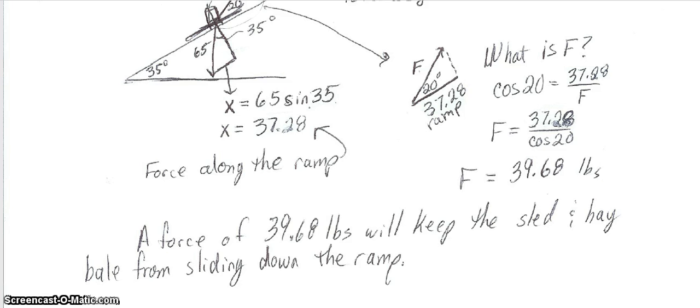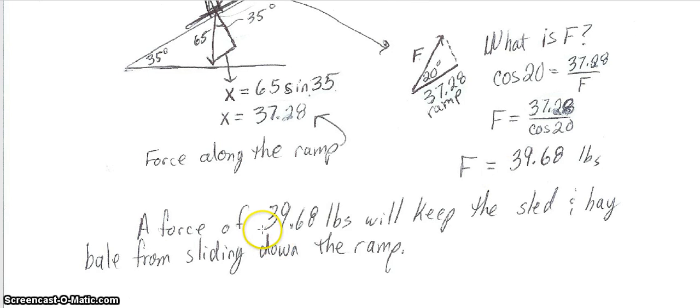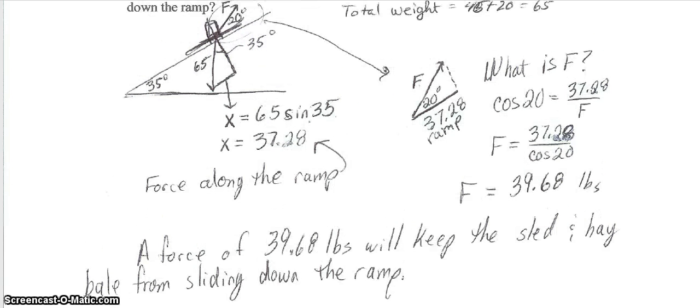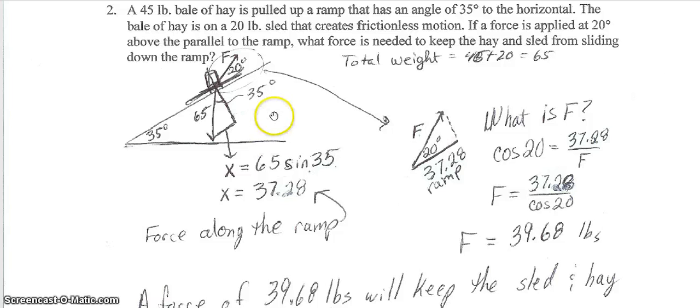So we only need 39.68 pounds of force to keep it from sliding down. Now it seems like, wait a minute, but the weight's 65. Yeah, but there's a lot of that weight. There's a component of the weight pushing down into the ramp. We don't have to hold that up. The ramp's doing it for us.